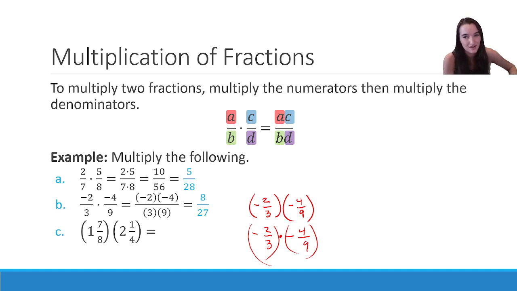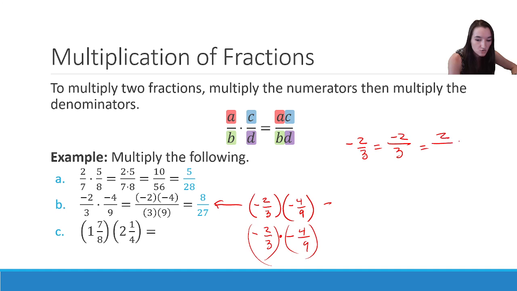Mathematically speaking, it's not the same thing. So, if it's negative 2/3 times negative 4/9, it equals the same thing if the negative is out front, or on the top, or on the bottom. It doesn't matter, it equals the same thing. Because just negative 2/3 is the same thing as negative 2 over 3, which is the same thing as 2 over negative 3. All of those mean the same thing. As long as there's one negative there, it all means the same thing.